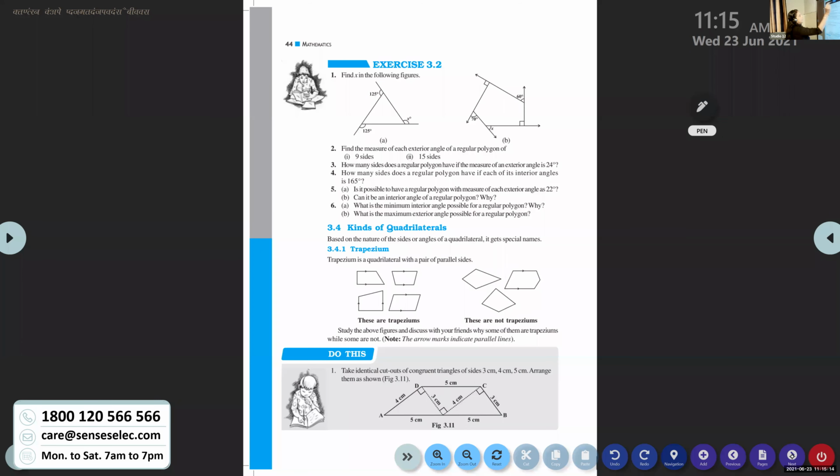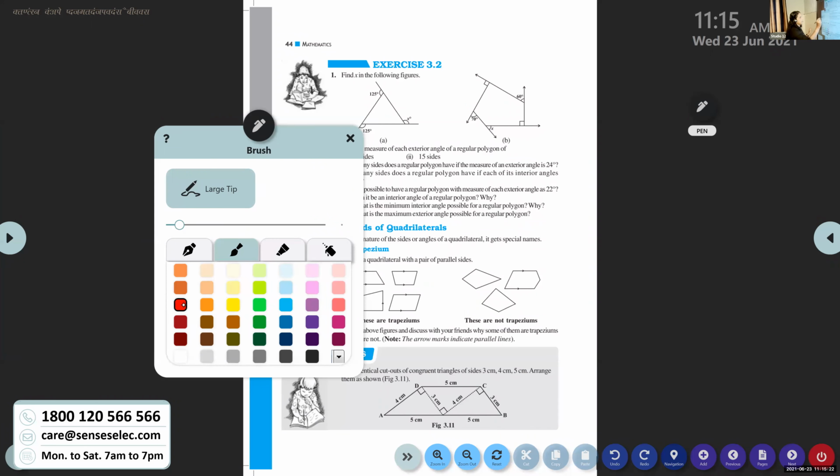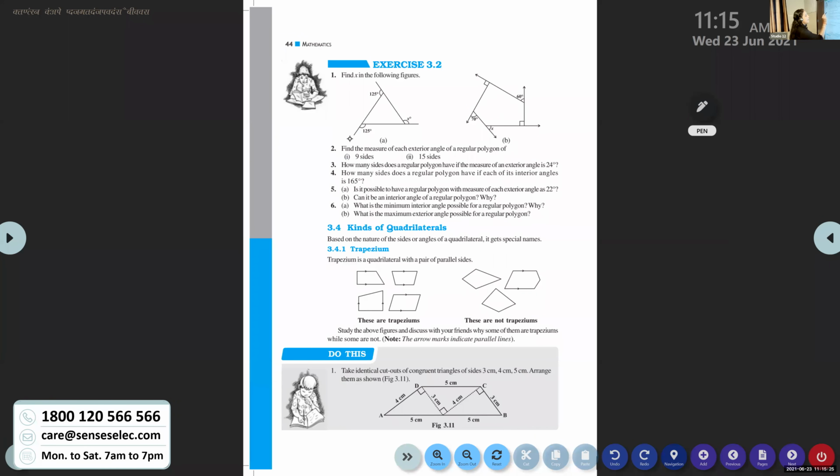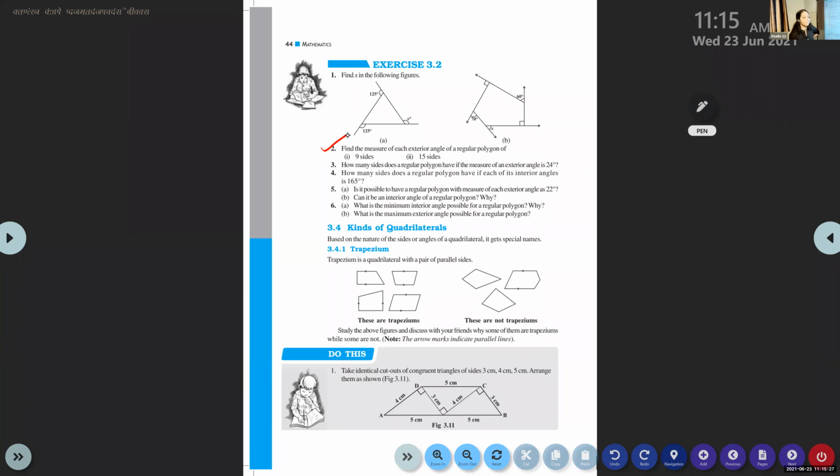Okay, children, listen. I'll explain once again because you always have confusion with these questions. See, children, did you get the second question? Yes, ma'am. 9 sides. How will you do this? 360 divided by 9. And the second question, 360 divided by 15. Okay. Third question: how many sides does a regular polygon have if the measure of an exterior angle is 24 degrees?